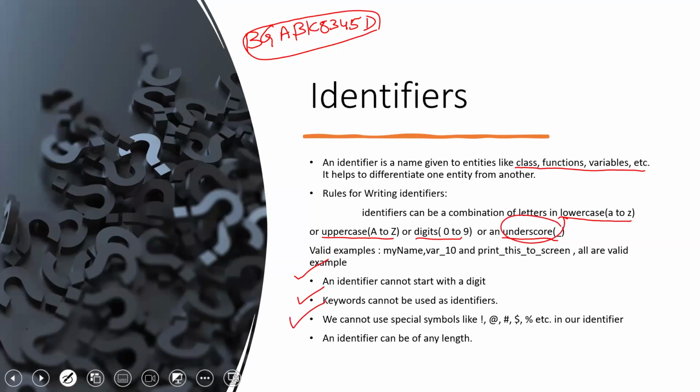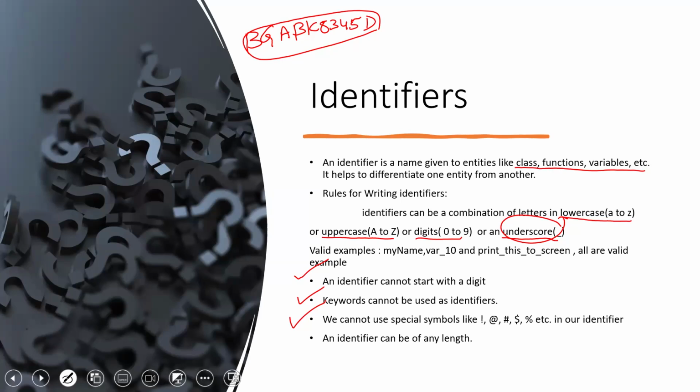Any identifier can be of any length. Sir, I want to write 50 letters. If I ask someone's name, the full name, there is a long full name, right? 30 letters, 40 letters, right? There is no limit on the number of letters. It can be anything.